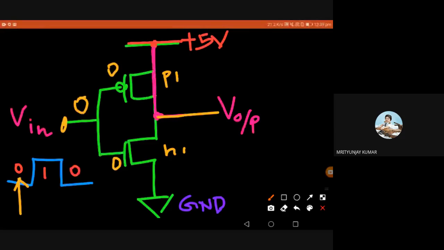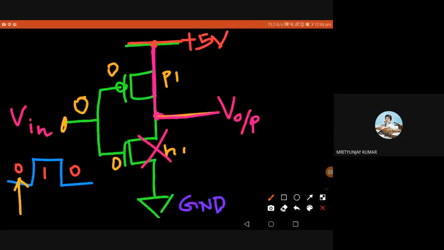PMOS is on. What about NMOS? When the input Vin is zero, the NMOS is off. So I don't need to consider the NMOS because it is open, it is disconnected. Now we can see what Vout is connected to. Vout is directly connected to +5, so the output will be plus 5 volt, or high voltage. That means when input is low voltage, output is high voltage.